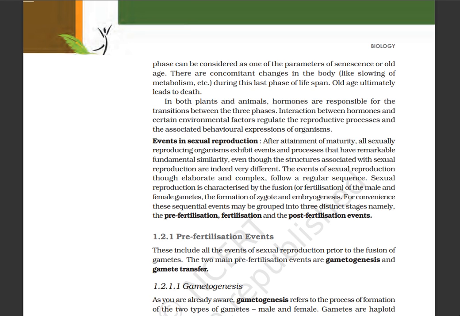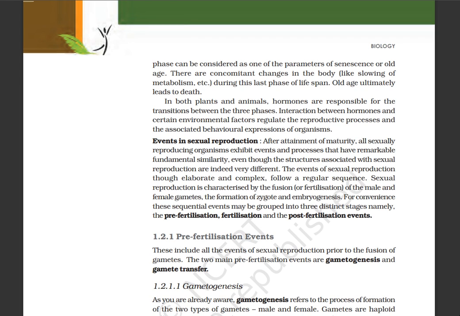After attainment of maturity, all sexually reproducing organisms exhibit events and processes that have remarkable fundamental similarity, even though the structures associated with sexual reproduction are indeed very different. The events of sexual reproduction, though elaborate and complex, follow a regular sequence.